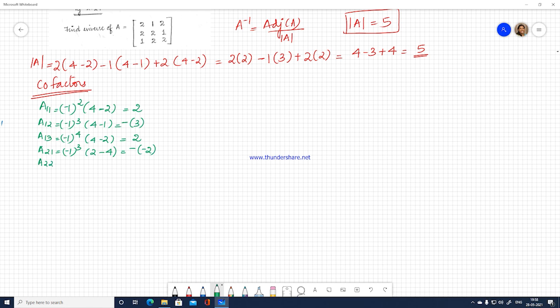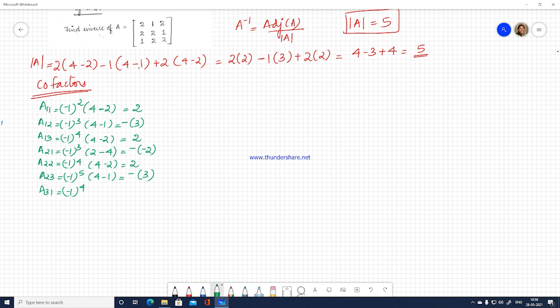A22 is equal to minus 1 raised to 4. Cover this column and the row, 4 minus 2. That is 2. And A23, minus 1 raised to 5. So cover this column and the row, 4 minus 1. So 4 minus 1 is 3. So minus of 3. Then we have A31, that is minus 1 raised to 4.